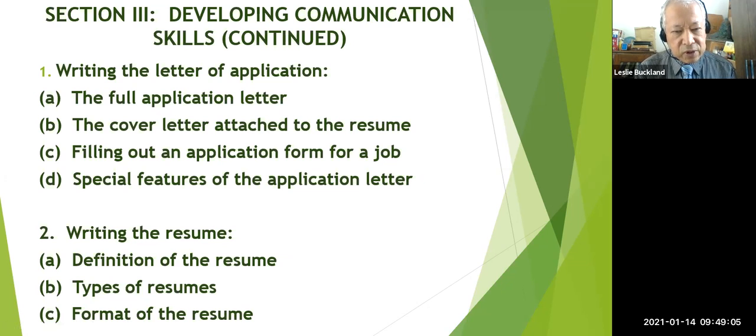A resume is a shortened version of what is called curriculum vitae or CV. The CV goes into more detail. The resume is brief, but the curriculum vitae or CV is long.